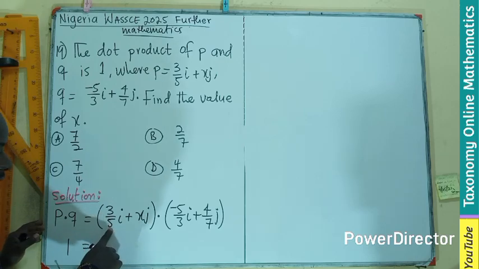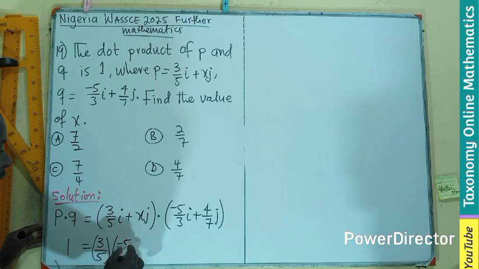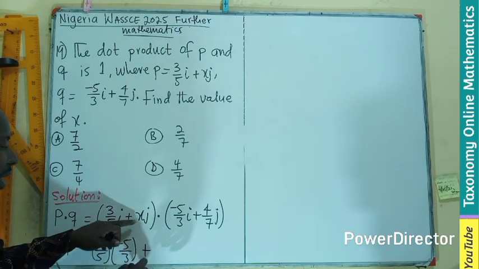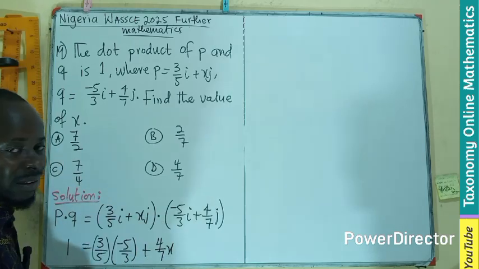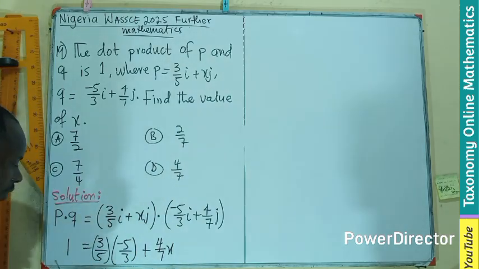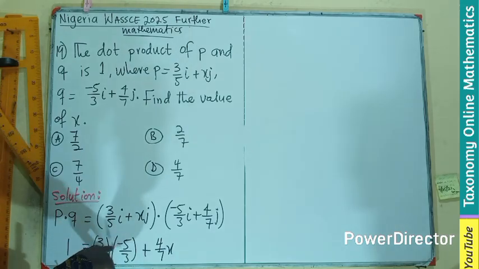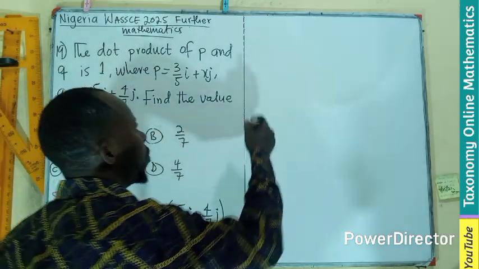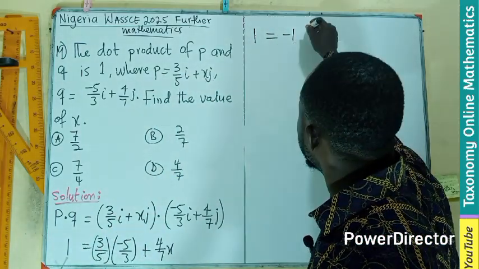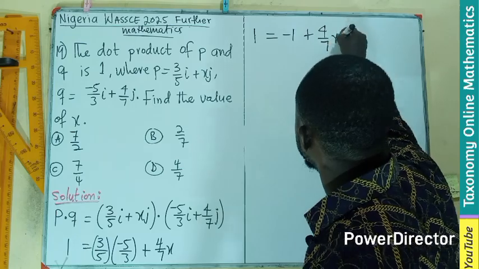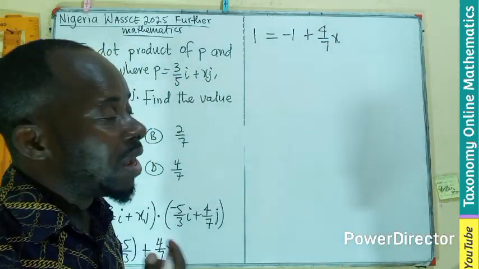So now if you multiply here, the i times i is 1, therefore only the coefficients we multiply. And that will be 3/5 times -5/3, then plus the x will multiply. So 4/7 will multiply the x. The j times j will be 1. So what do we have? We can see this will multiply by cancellation and this will cancel. So the left is 1, the right will give you -1 in the first place, then plus 4/7 x. These are the equations that have a fraction.